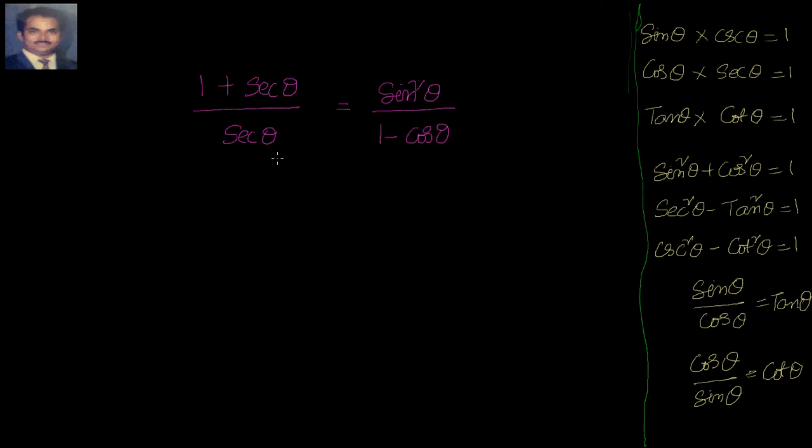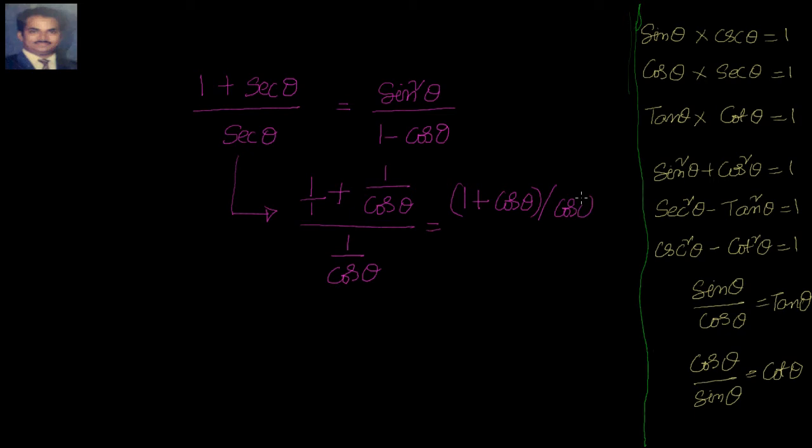I will take the left hand side and try to arrive at the right hand side. If I start from here, I see that the answer is completely in sines and cos, so I will try to convert this into cos. I know that secant theta is nothing but 1 by cos theta. So can I go ahead and write 1 plus 1 by cos theta, divided by 1 by cos theta. If I take LCM here, I get 1 plus cos theta by cos theta, divided by 1 by cos theta.